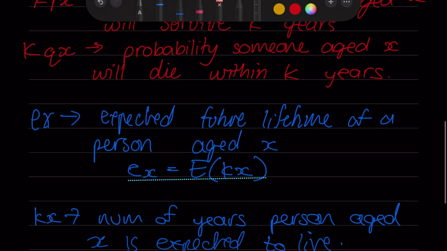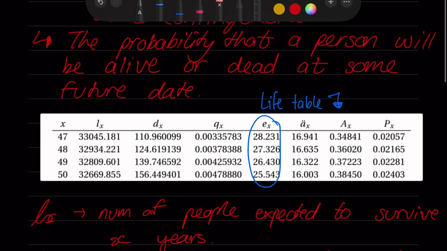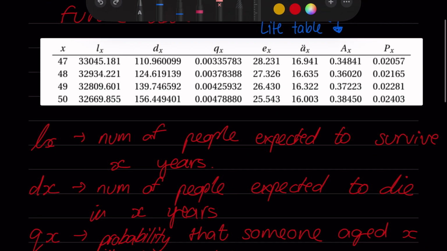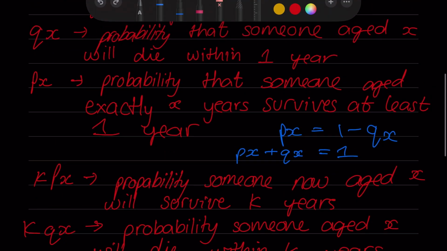So these two look pretty similar. ex is going to be tabulated here. You'll just take ex from your table. And then let's talk about these two. Very similar to this qx and px, we've got kpx and kqx. So you could imagine this with an imaginary 1 there.